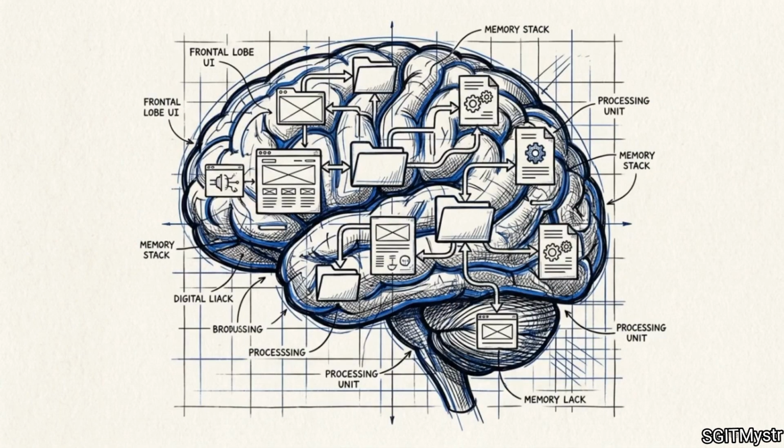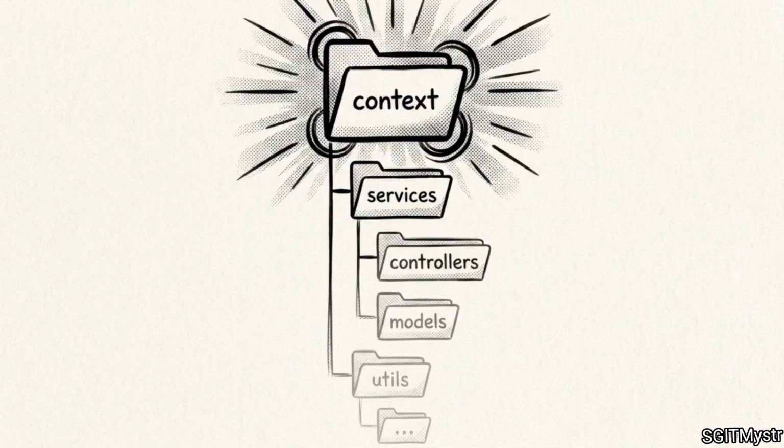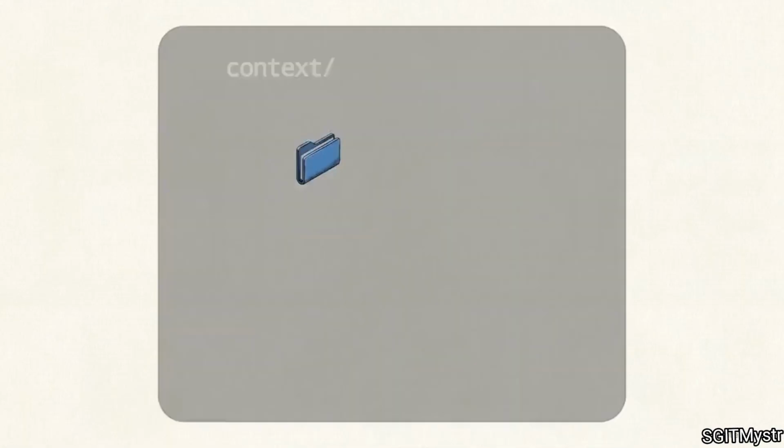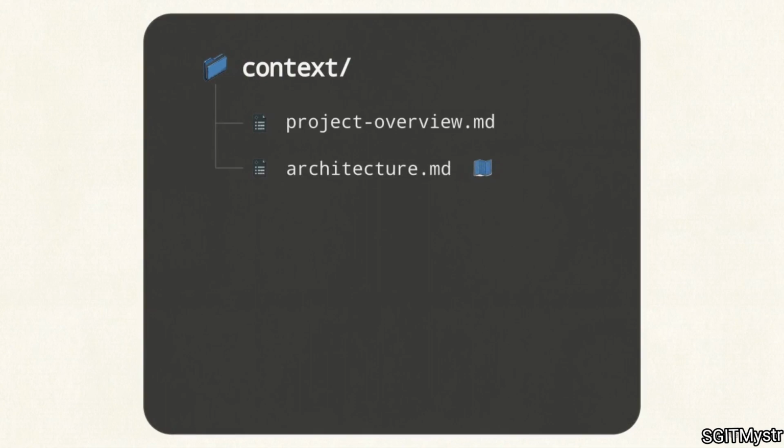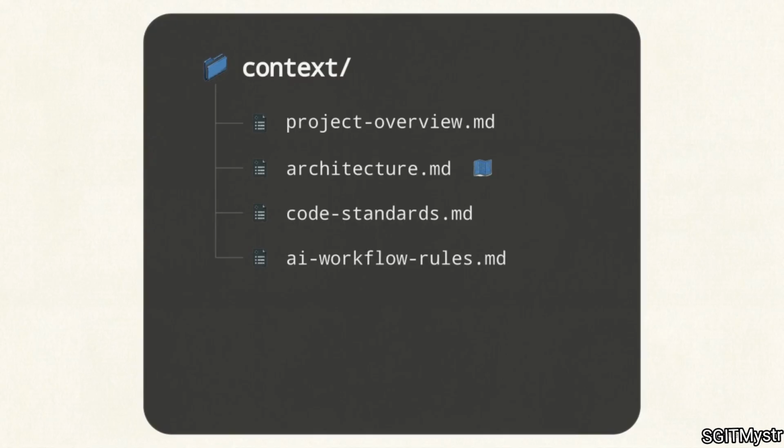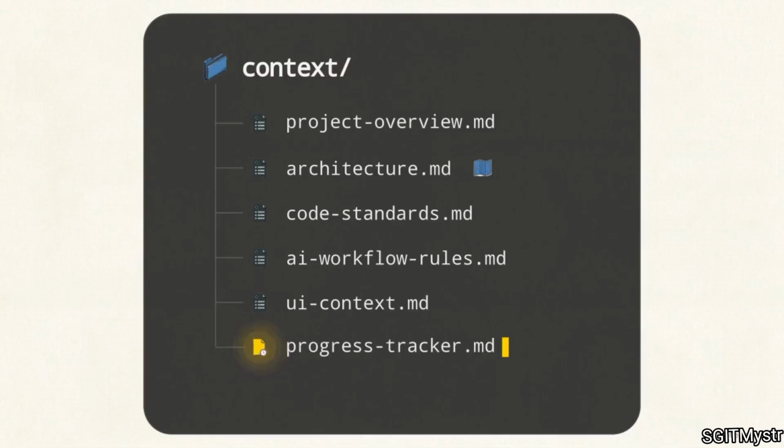Now we build the system's core brain. Create a new folder in the root of your project called Context. We'll populate this folder with 6 markdown documents. Project Overview defines core goals. Architecture locks in our tech stack. Code Standards ensures consistent conventions. We add AI workflow rules for discipline and UI context for design tokens. Finally, ProgressTracker.md constantly updates, tracking every architectural decision.